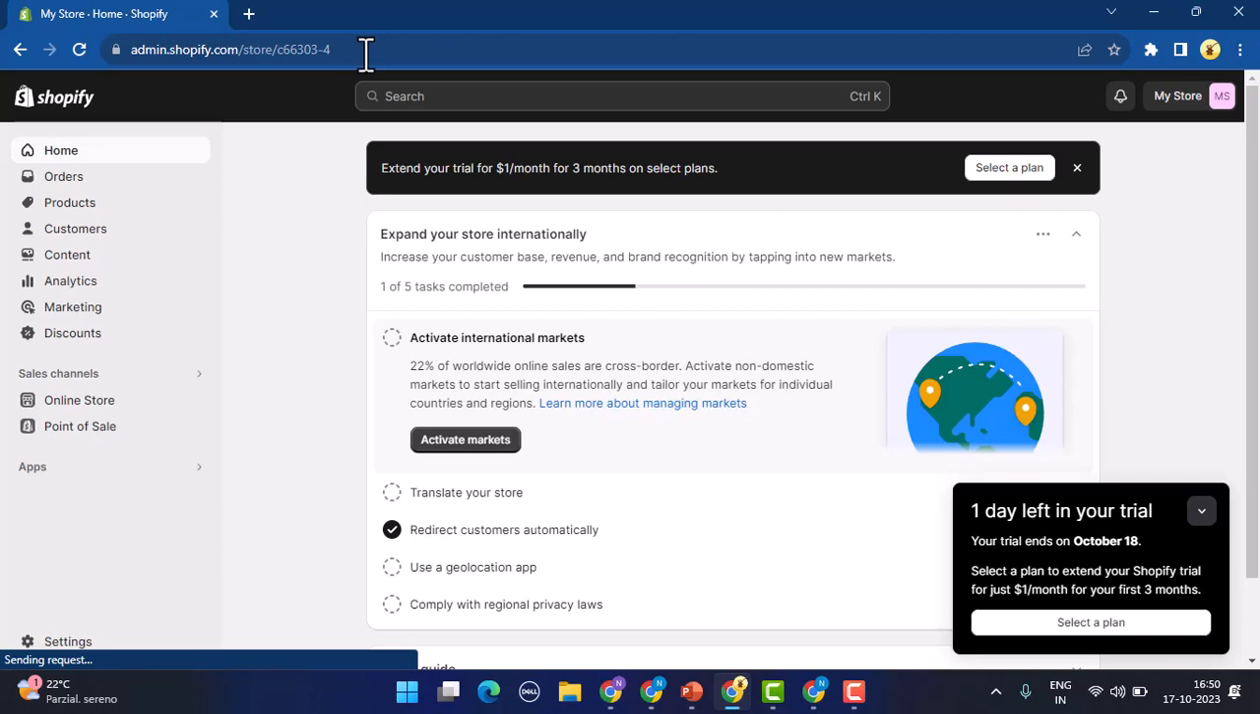Apart from it, you can also analyze and scale. So continuously monitor your product performance. If a product is selling well, consider scaling your ads and expanding your product line. So these were the steps on how you can do product research for Shopify dropshipping.